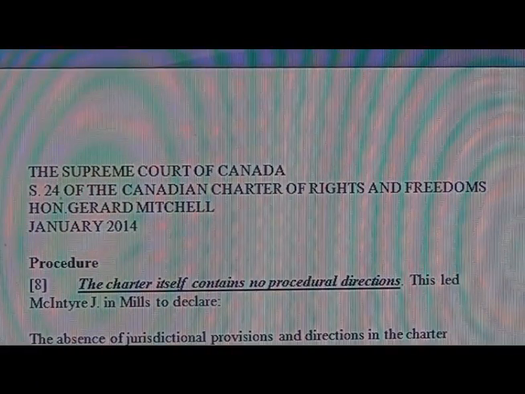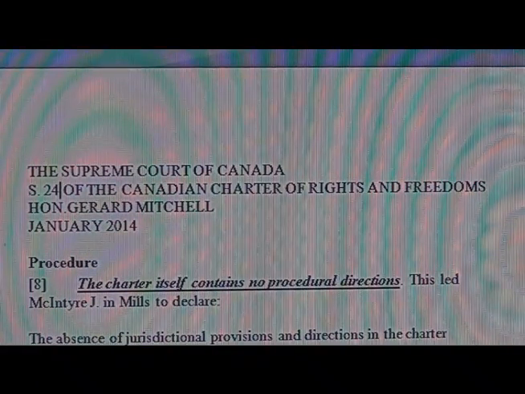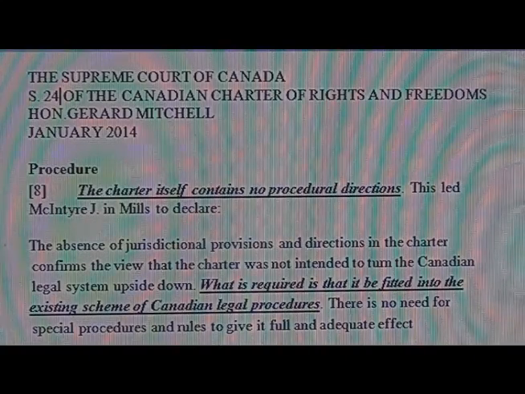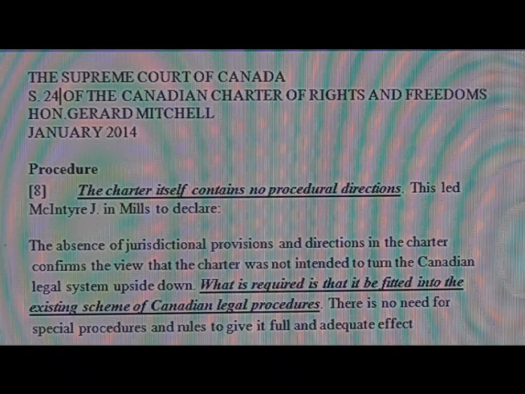The Supreme Court of Canada, Section 24 of the Canadian Charter of Rights and Freedoms. Now we find the following declaration in Article 8. It says, Procedure. The Charter itself contains no procedural directions. This led McIntyre J. in Mills to declare the absence of jurisdictional provisions and directions in the Charter confirms the view that the Charter was not intended to turn the Canadian legal system upside down. What is required is that it be fitted into the existing scheme of Canadian legal procedures. There is no need for special procedures and rules to give it full and adequate effect.